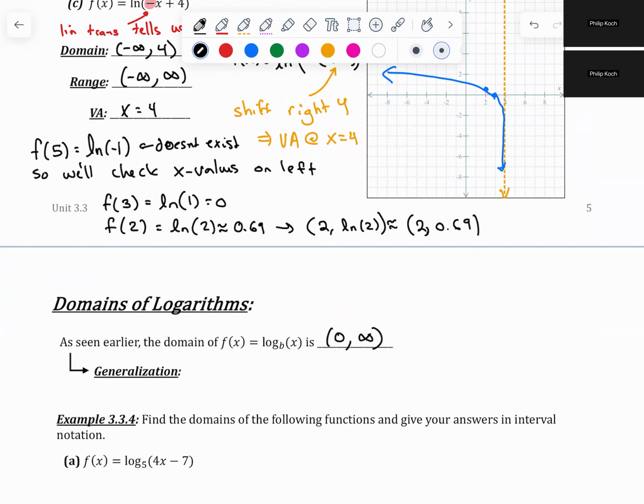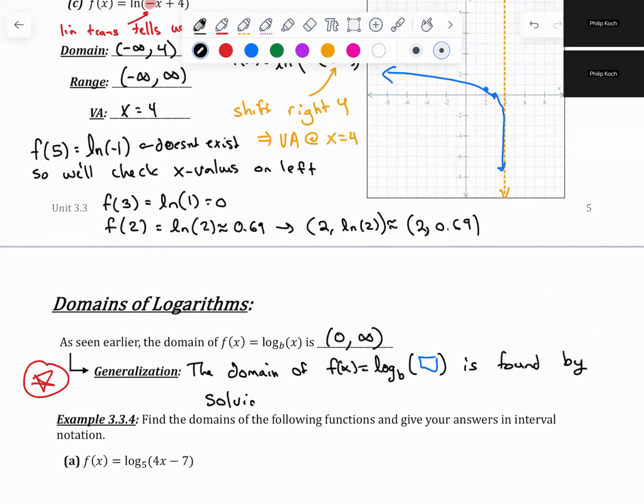So a generalization of this, and this is the important part, is the domain of f of x equals log base b of a blue box is found by solving blue box is greater than 0. Put that down and we'll explain what's going on here.